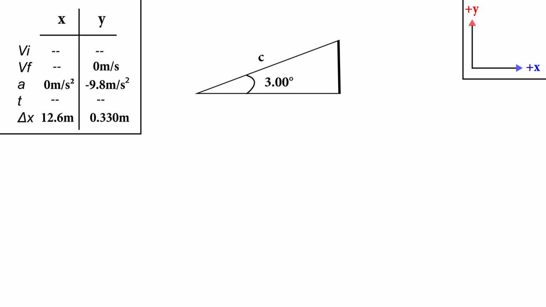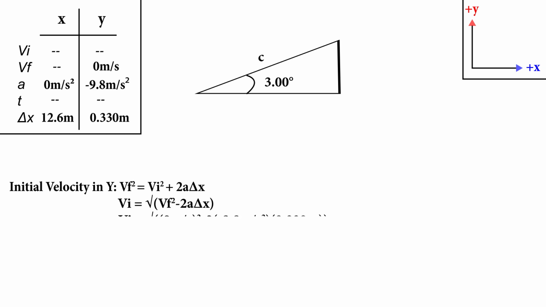Since we are given enough information to solve for the initial velocity y component, we can solve for the y initial velocity and use that along with the angle measure to solve for the actual final velocity. To solve for the initial y velocity, I will use the vf squared equals vi squared plus 2a delta x kinematic. After manipulating the variables and plugging in what we know, the initial velocity in the y comes out to be 2.54 meters per second.